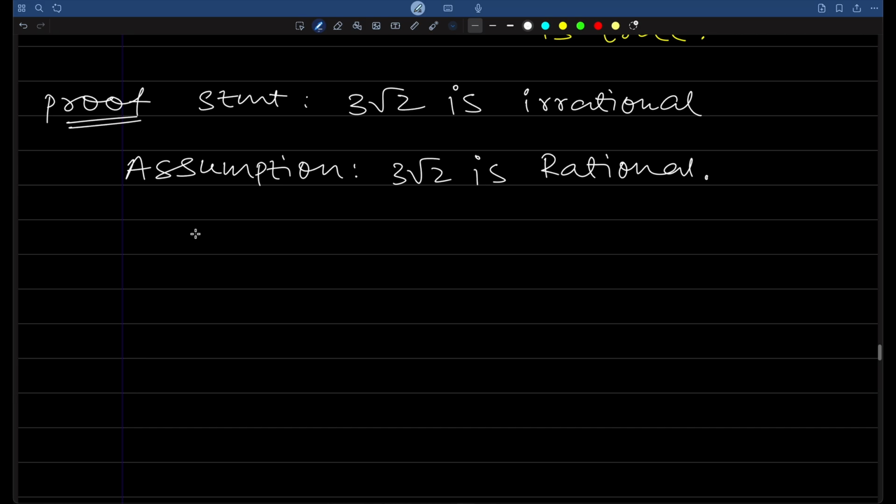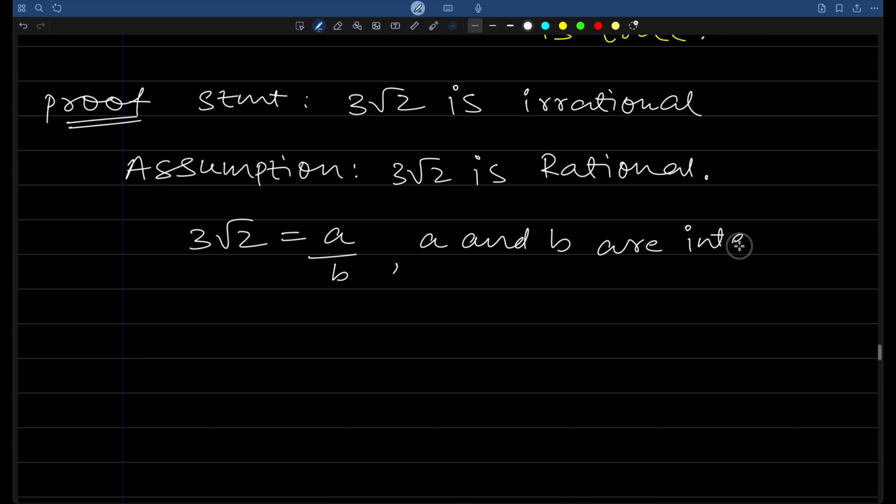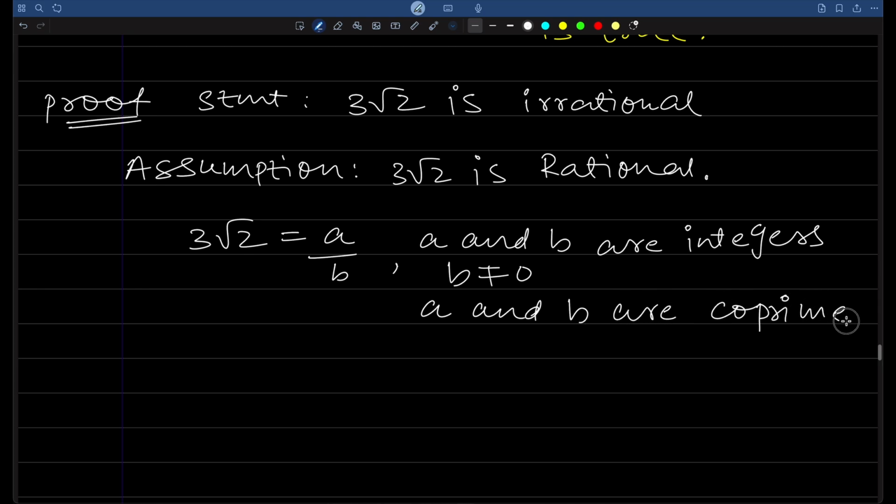If 3 root 2 is rational, we can represent 3 root 2 as of the form a divided by b, where a and b are integers, then b not equals to 0, and we will assume a and b are co-prime. I have made a detailed video on co-prime numbers.